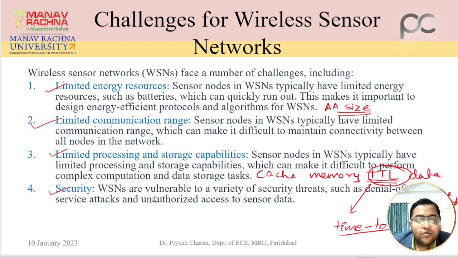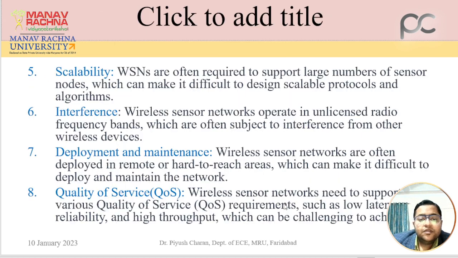Then security. WSNs are vulnerable to a variety of security threats such as denial of service attacks and unauthorized access to sensor data. So all this data can also be breached, and security can be a major issue in WSNs. And the data that has been collected through these nodes can be compromised at some particular level.